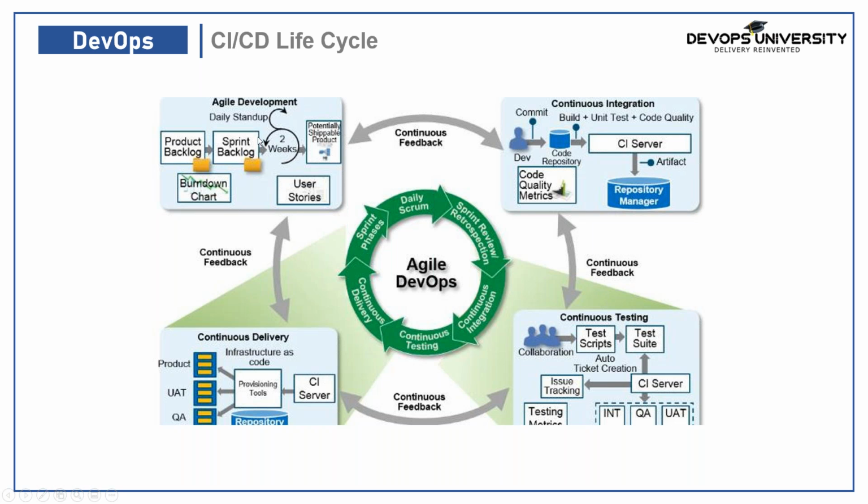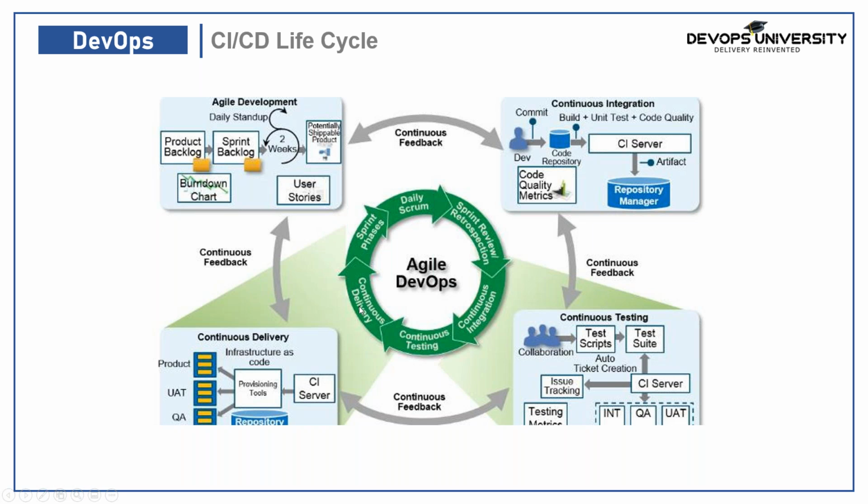So the agile team develops the software, and then they commit the code. You can see the developer commits the code, it goes to the code repository. From there it does the build, runs unit tests, and checks the code quality. Then the developed product or the artifact goes to the repository, and from there it moves to the next phase for continuous testing, where test scripts are run, making sure all the test cases pass and everything is working as expected. Then it goes to continuous delivery, where it's deployed to the environment. The environment can be QA, UAT, or production.